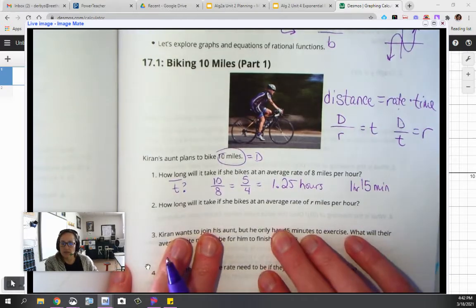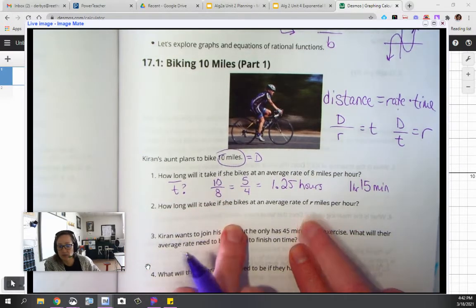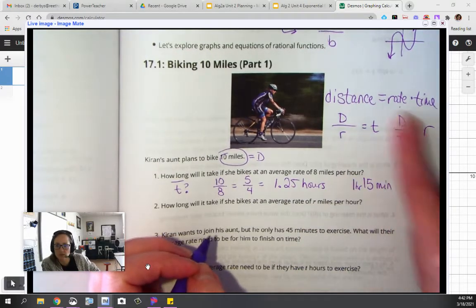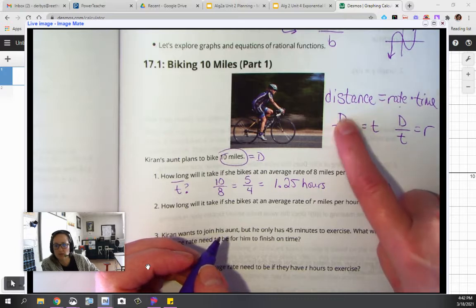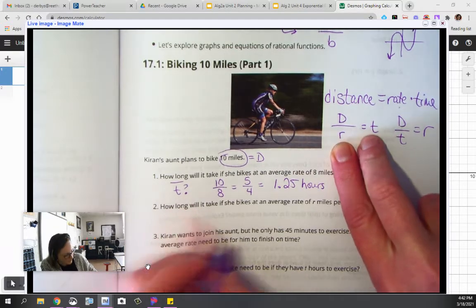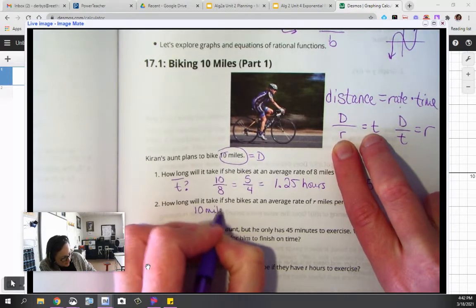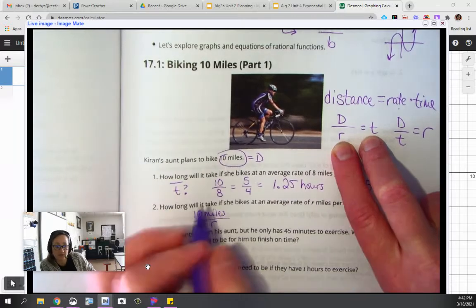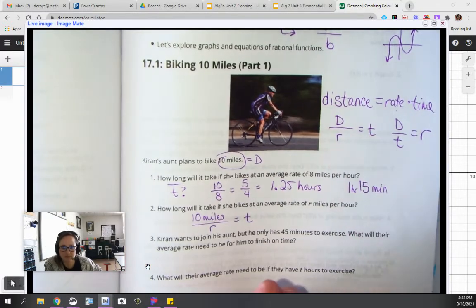Now, if she then changes her rate, we could do that same kind of calculation with any rate r. So that's really just looking at our distance, rate, and time. So in this equation, if we change that r value, how long will it take? That would get our time by itself. She's still going 10 miles, so that is our distance, divided by a different, varying rate, which would then give us the amount of time it would take her.